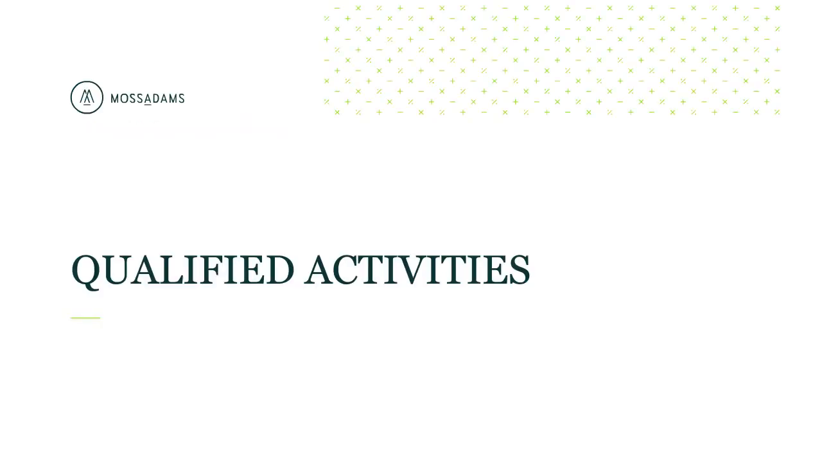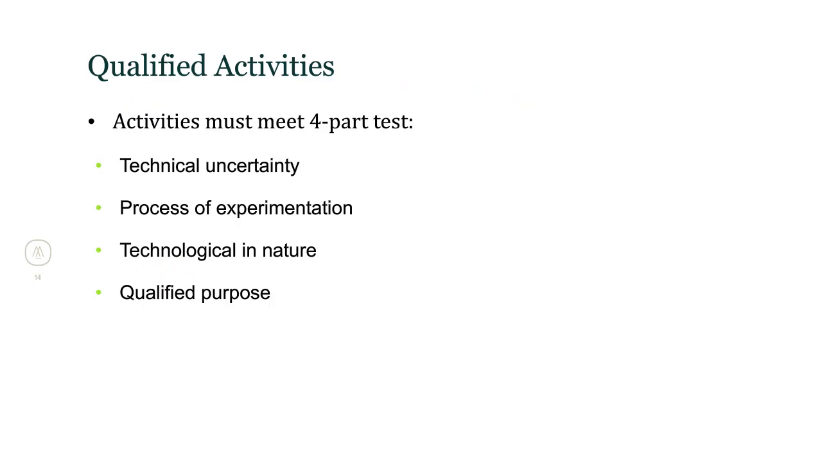All right, next we're going to talk about the qualified activities, how an activity is going to qualify for the credit. So activities must meet a four-part test in order to qualify. The credit is activity-driven. And as Travis mentioned, there used to be a new-to-the-world requirement, but we really want to drive home the point that R&D does not require a lab coat, and all you need to do is demonstrate that the activities meet the four parts of this test here.